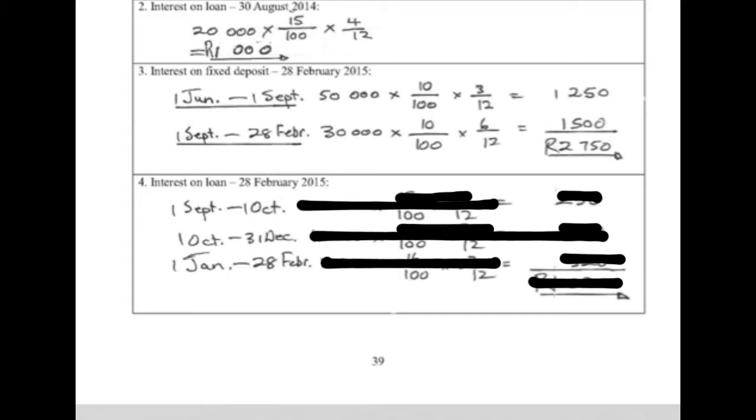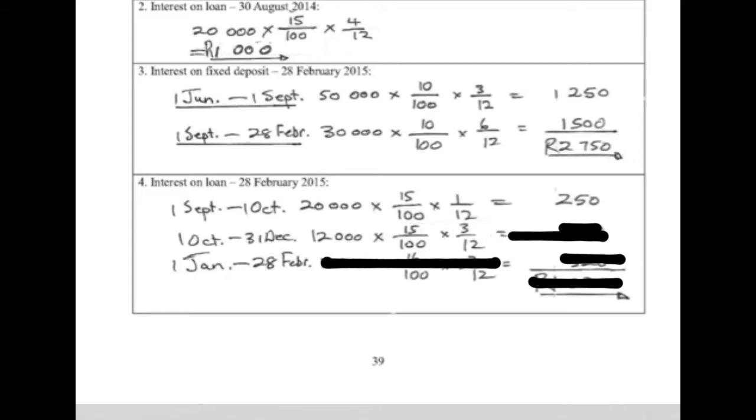From the 1st of September to the 1st of October, I had 20,000 Rand loan, 15% interest, so for 1 month I had to pay 250 Rand interest. Then from the 1st of October to the 31st of December, my loan decreased to 12,000 at 15% interest rate, and that's 3 months, total of 450 Rand that I have to pay on the interest. Then from the 1st of January to the 28th of February, I'm still on 12,000 loan, but now my interest rate increased to 16% for the last 2 months. So that gives you a total of 320 Rand that you need to pay.